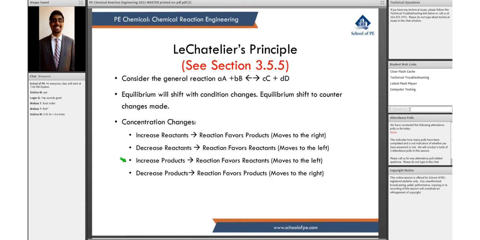And when you increase the products, same thing. You're increasing these products here, so you need to move to the left to counteract that change because you have more products. If you're decreasing C and D, these products, you need to form more products, so the forward reaction is favored. So the reaction needs to shift to the right to counteract that change. Everyone get that? Maybe I went too fast, but just let me know in the chat if it's okay. Okay. So that's concentration changes.